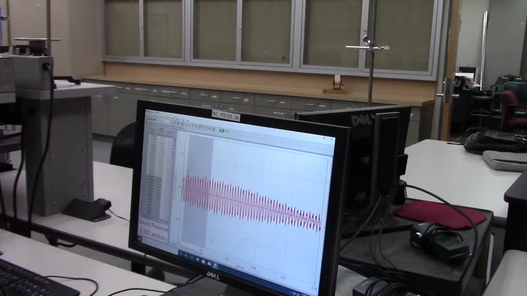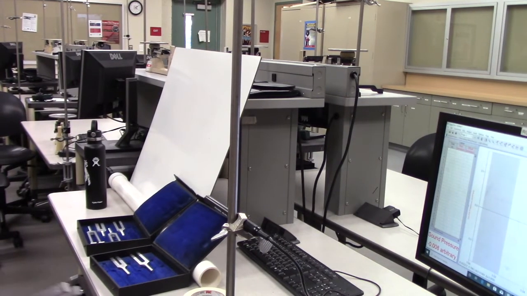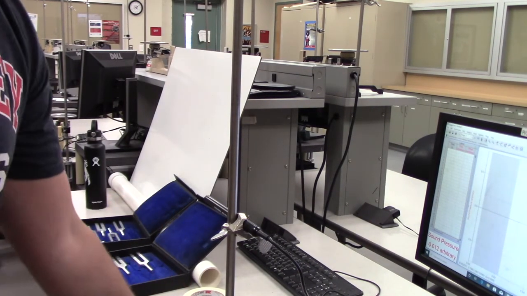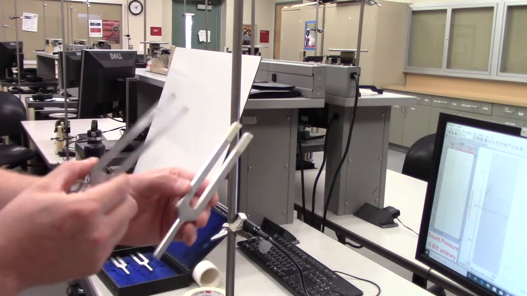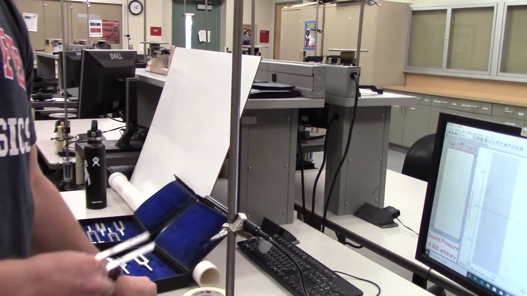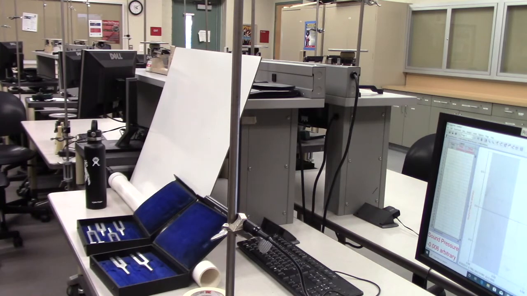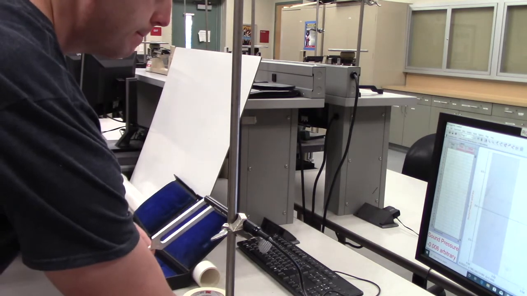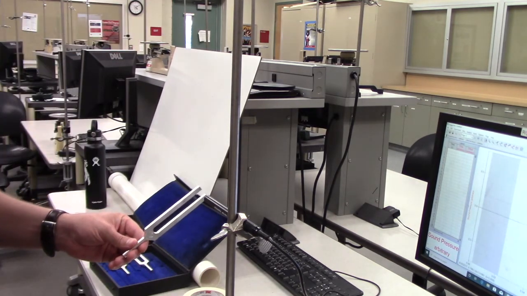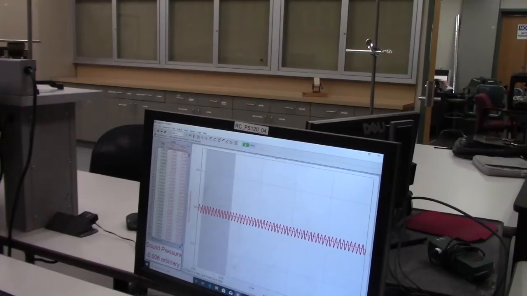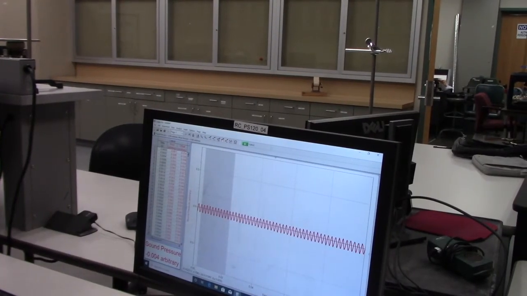All right, so the next thing we're going to do is measure the individual frequencies of these two tuning forks just by themselves. So let's start with the one with no tape on it. And then we can measure the frequency by looking at this graph.